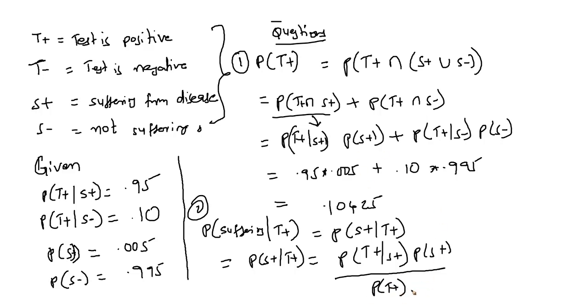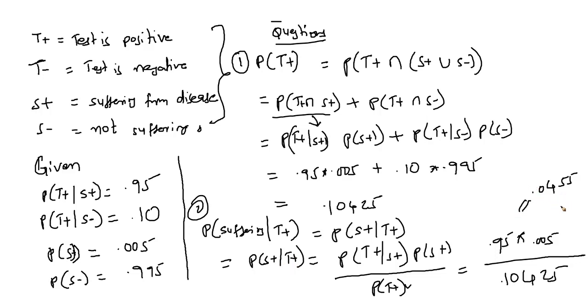So we already computed this one here. So we are going to just substitute that 0.10425, and then we're going to put these two values. It is like 0.95 times 0.005. So this one will be equal to 0.0455. And if you want to compute probability of s minus given the test is positive, it's a difference from this one. So you can simply calculate the difference and you can compute.